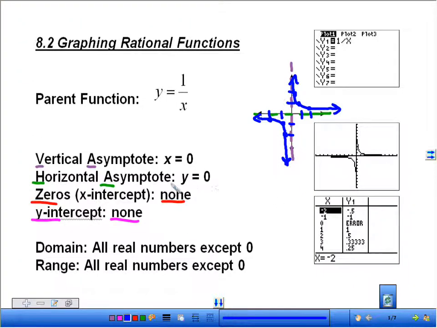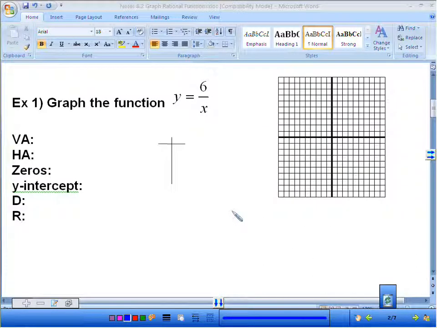On this next problem, you find these same 4 attributes. Then come back and check your answer. See if you got it right.